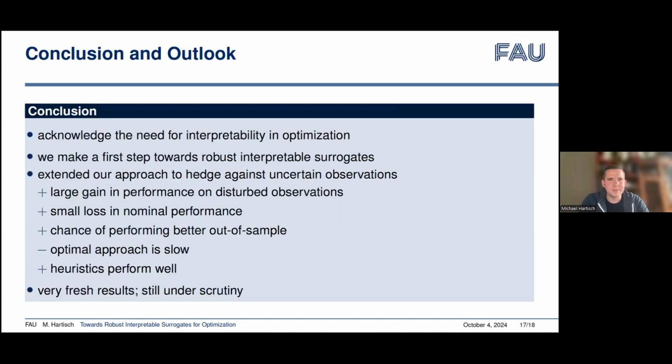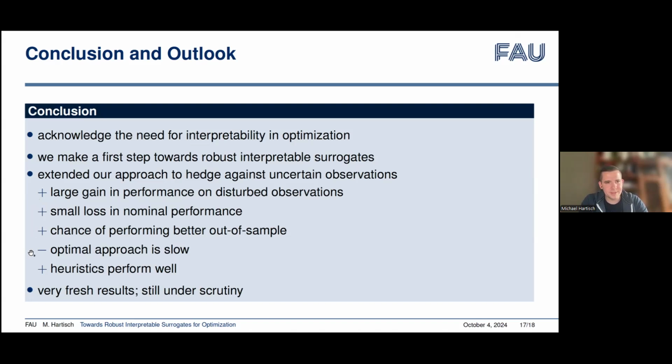All right, so to conclude, I tried to motivate you that we should acknowledge that there is a need for interpretability also in optimization. And we now made first steps towards robust interpretable surrogates. And we did this by extending the approach we already had to hedge against uncertain observations that will be used to feed the surrogate. And the experimental results were kind of promising, right? So we have seen that we have a large gain in performance on the disturbed observations. We have a rather small loss in the nominal performance. And there might be even a chance that we are quite good on out-of-sample scenarios.